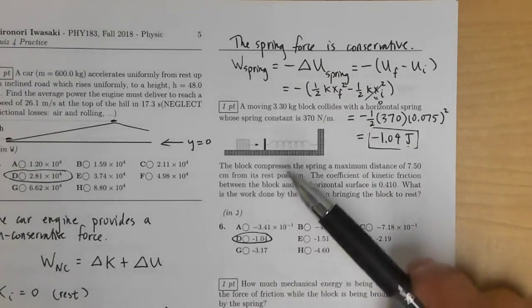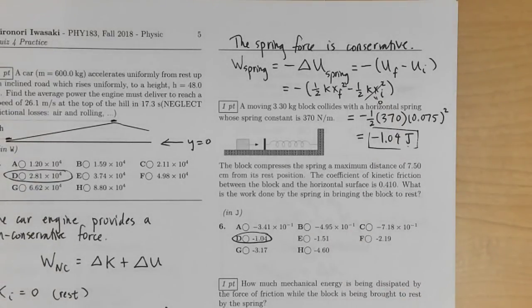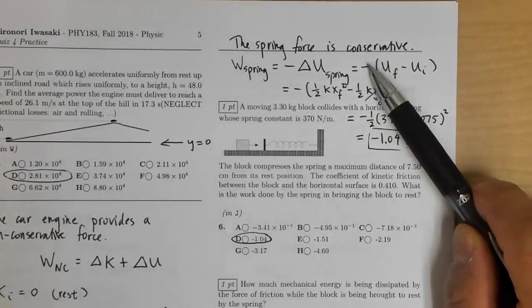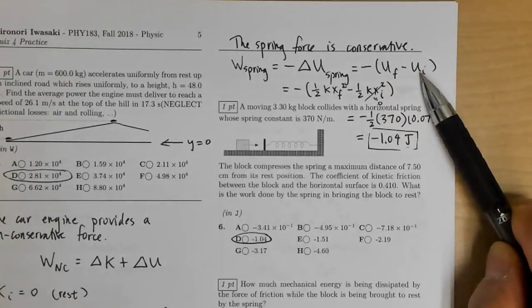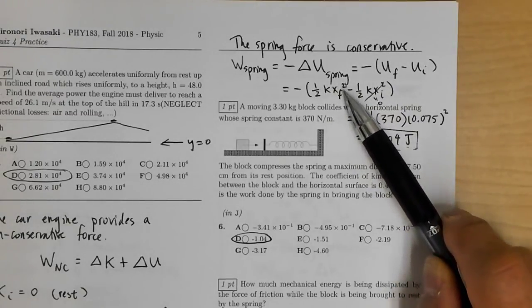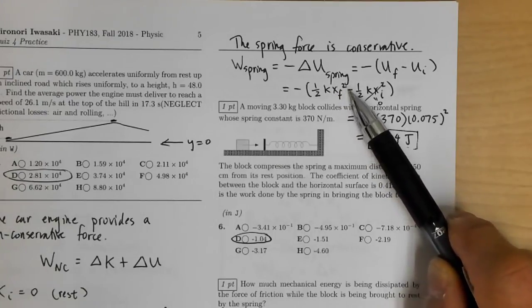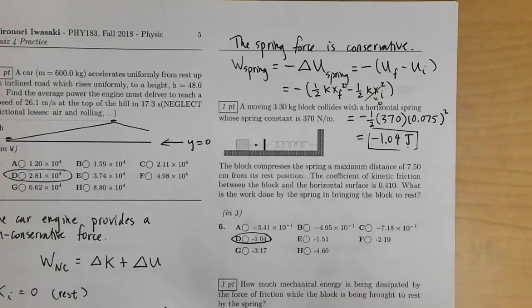Okay, that's a fast way to get the answer. You might be able to get it just as fast a different way, but this will work. So we have negative the change, that's final minus initial, U final minus U initial. The potential energy for a spring is 1/2 the spring constant K times the deviation away from equilibrium, x final squared, minus 1/2 K x initial squared.